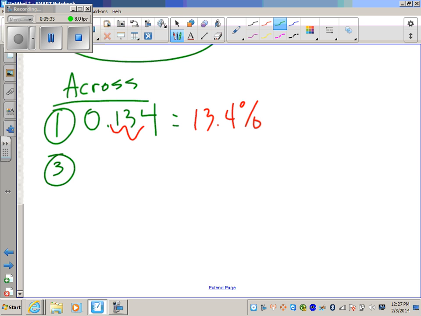Number 3. Yeah. What happened to that smart feeling? 3 across is 53 over 100. 53%. So for 3 across, you're just going to put 5, 3.